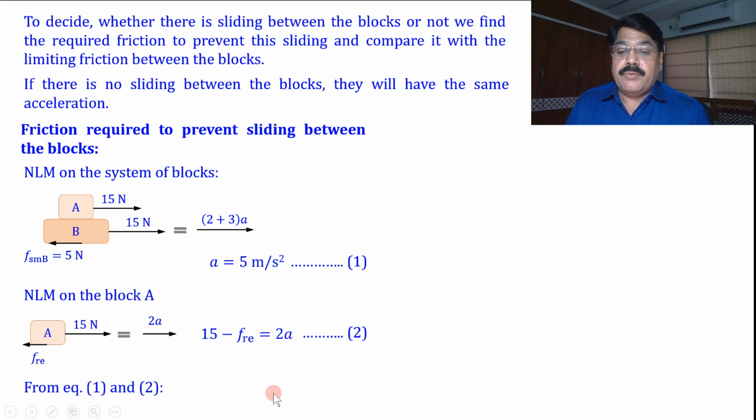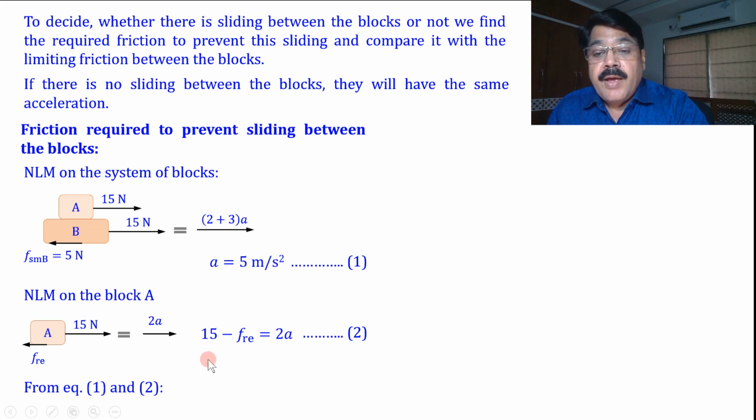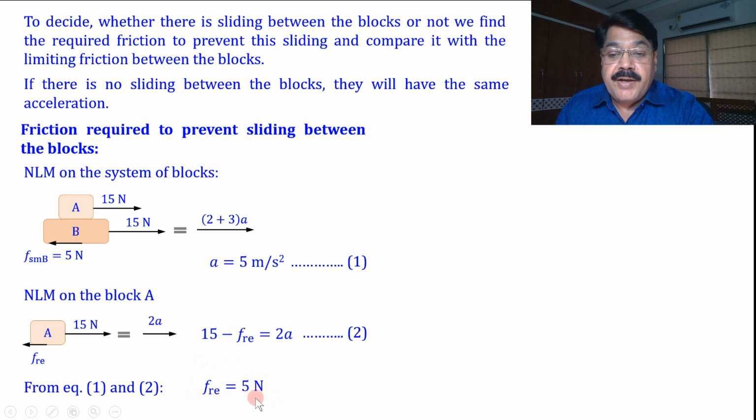And we substitute these values, or we can say from equation 1 and 2, what we get? 15 minus F_RE is equal to 10. So F_RE is equal to 5 Newton. So the required friction here is certainly above, or more than, the limiting friction 4 Newton. So there will be sliding.